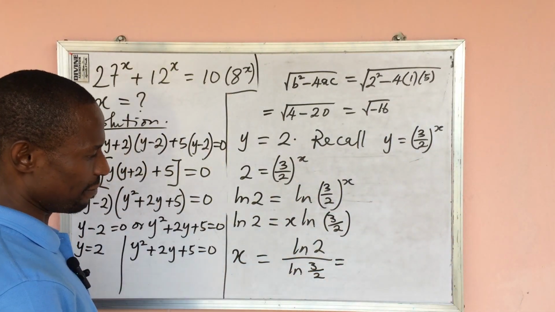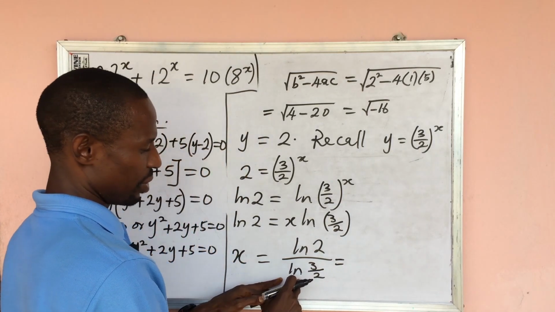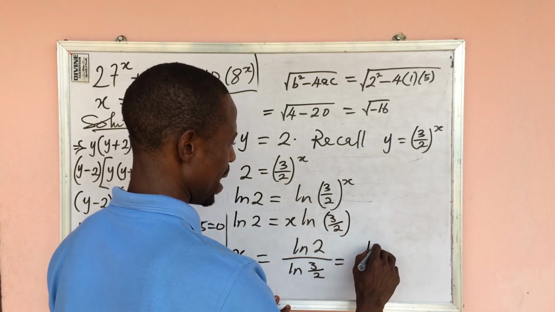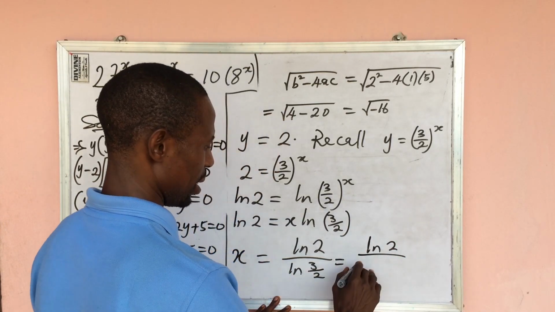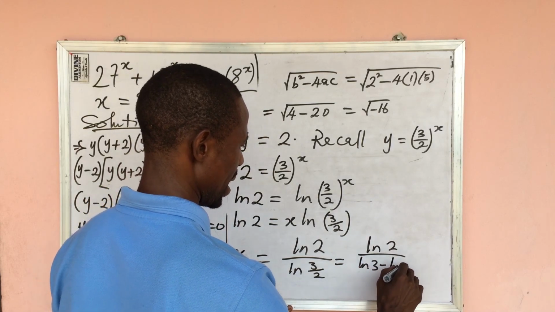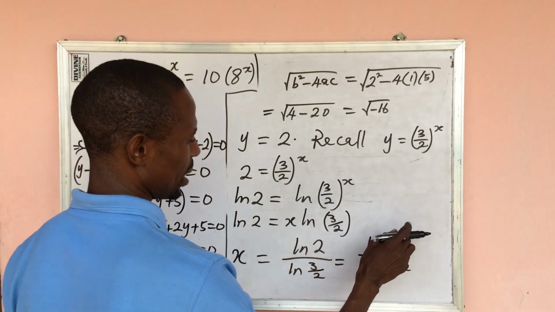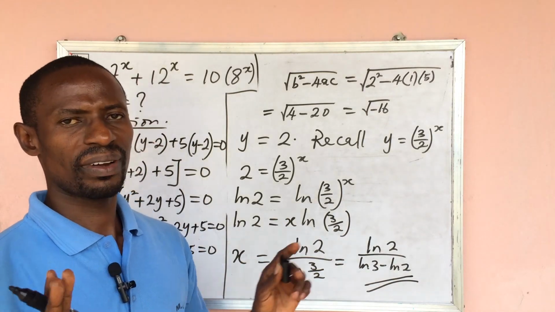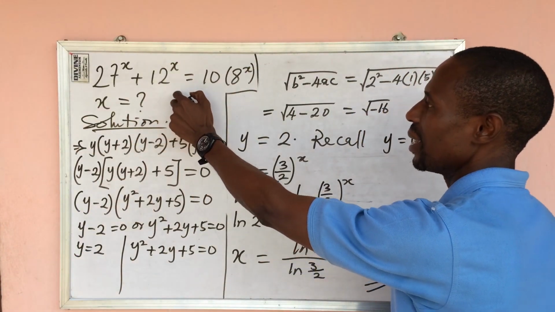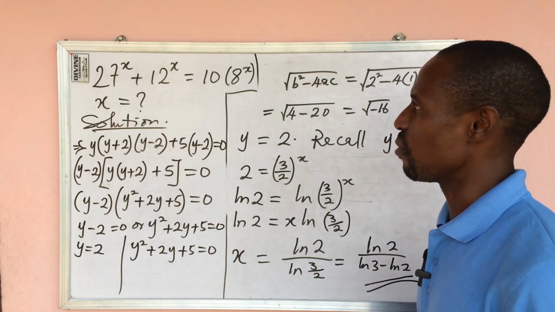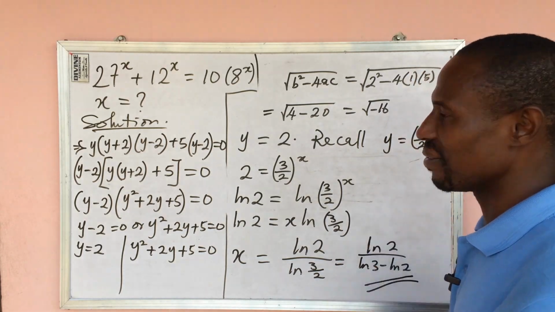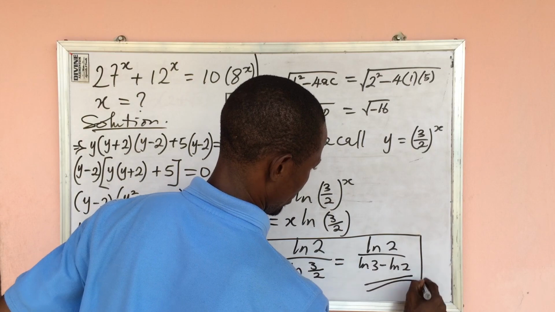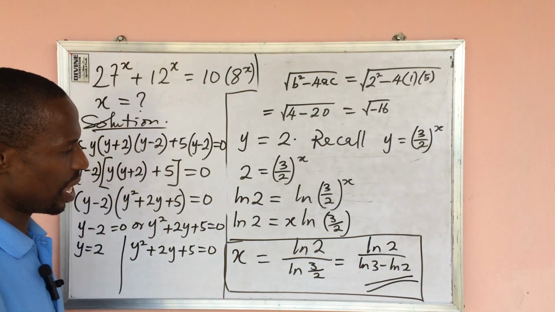From here, if we simplify further, according to the law of logarithm, this is a division. If we apply the division rule, it's going to give us ln2 all over ln3 minus ln2. So this is the value of x. You can go ahead and punch this in your calculator. Whatever value you're going to have, if you put it into our initial equation, which is the original exponential equation, you are going to have the correct answer. So this is the final answer to our exponential equation.